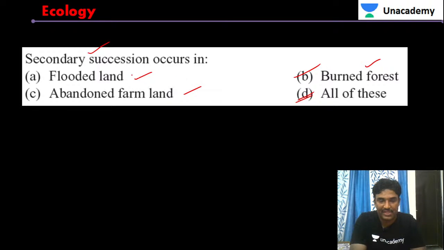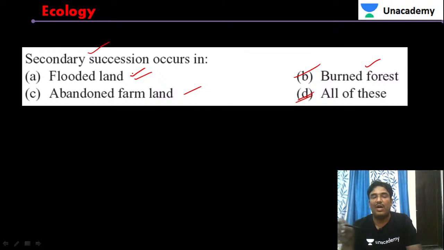You see, we have taken one example as flooded land. The land already exists, and suddenly there is heavy rainfall. Because of that, the river water destroys the whole land. It removes the top layer of the soil, and whatever plants had grown all got destroyed. To grow new plants it takes some time, and again slowly new plants start growing. That is called secondary succession.